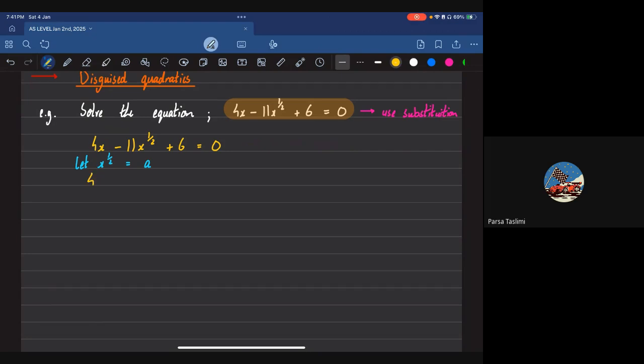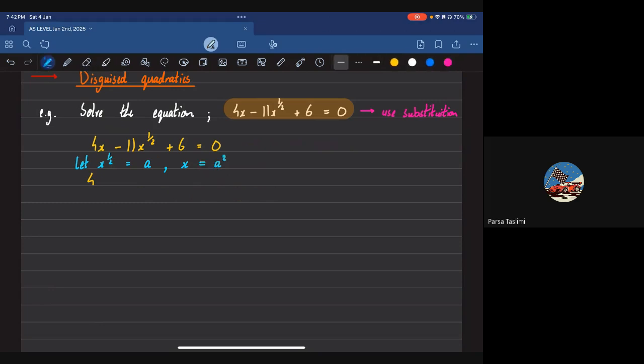Now, if x raised to the power half is equal to a, then x raised to the power of 1 is going to be equal to a squared, right? Because it's doubling. x to the power 1 over 2 times x to the power 1 over 2 makes x. So if x raised to the power 1 over 2 is equal to a, then x is going to be equal to a squared.